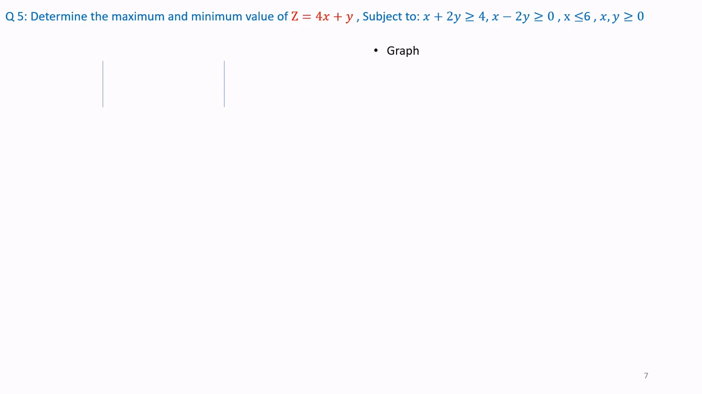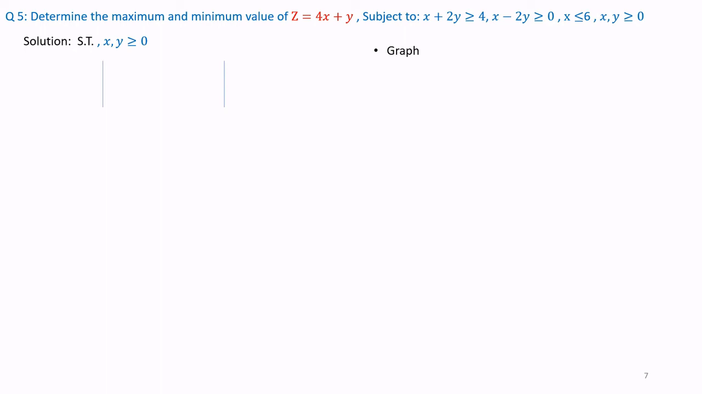Next problem. Determine the maximum and minimum values of z equals 4x plus y subject to x plus 2y greater than or equal to 4, x minus 2y greater than or equal to 0, and x less than or equal to 6, x comma y greater than or equal to 0. So as usual, we will solve it.